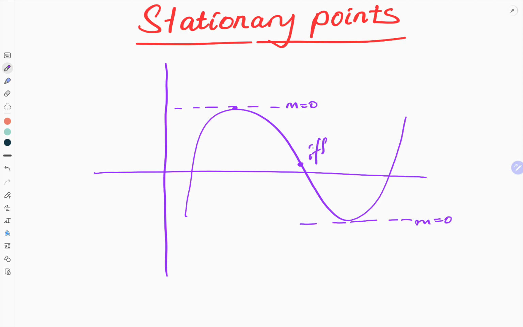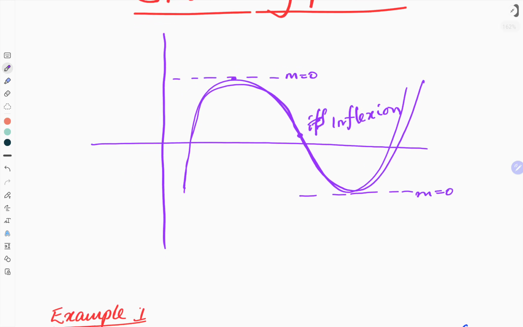This point of inflection is a point whereby the graph changes from being concave down to concave up. So that is also a stationary point. Without wasting time, let's get into some examples.